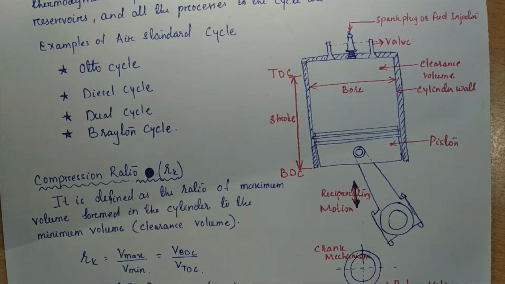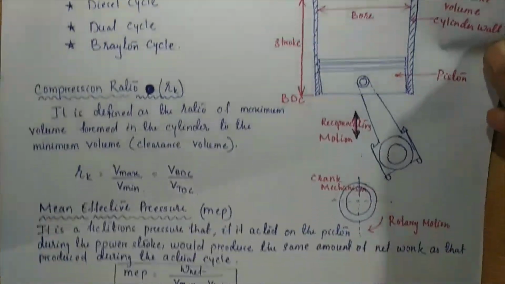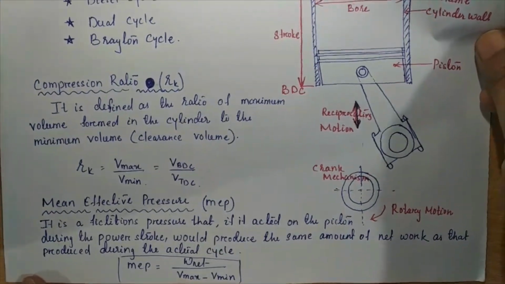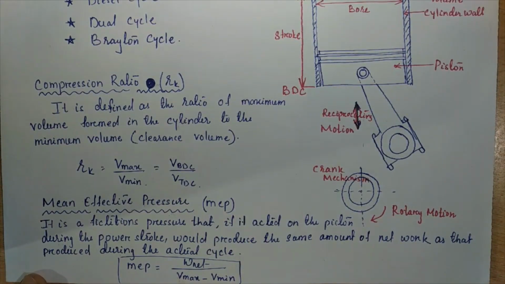Here, two important terms we have to use while we discuss the Otto cycle, diesel cycle, dual cycle and Brayton cycle are compression ratio and mean effective pressure. Today we discuss what compression ratio is and what mean effective pressure is. Compression ratio is defined as the ratio of the maximum volume formed in the cylinder to the minimum volume. When the piston moves from TDC to BDC, the maximum volume is generated, which is the volume at BDC.